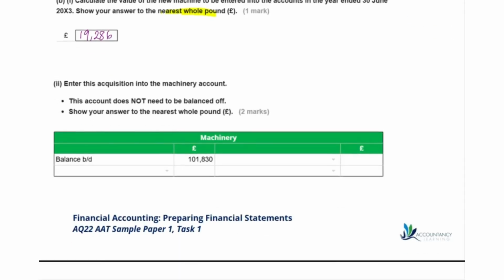And now we need to enter it into the machinery account. So this is an asset account. So when you think about your debit and credit, we're increasing an asset. So therefore it will be on the debit side. It was paid for by bank transfer. So the other side will be the bank. And we put in 19,286.